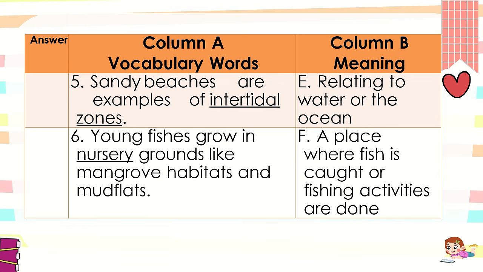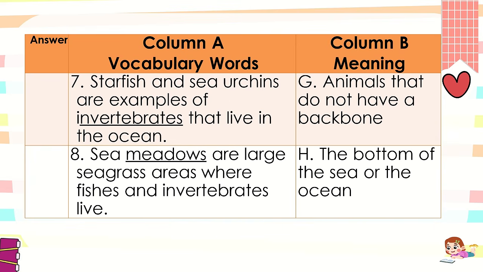Number 5, sandy beaches are examples of intertidal zones. Number 6, young fishes grow in nursery grounds like mangrove habitats and mudflats. For the meanings, letter E, relating to water or the ocean. Letter F, a place where fish is caught or fishing activities are done. Number 7, starfish and sea urchins are examples of invertebrates that live in the ocean.